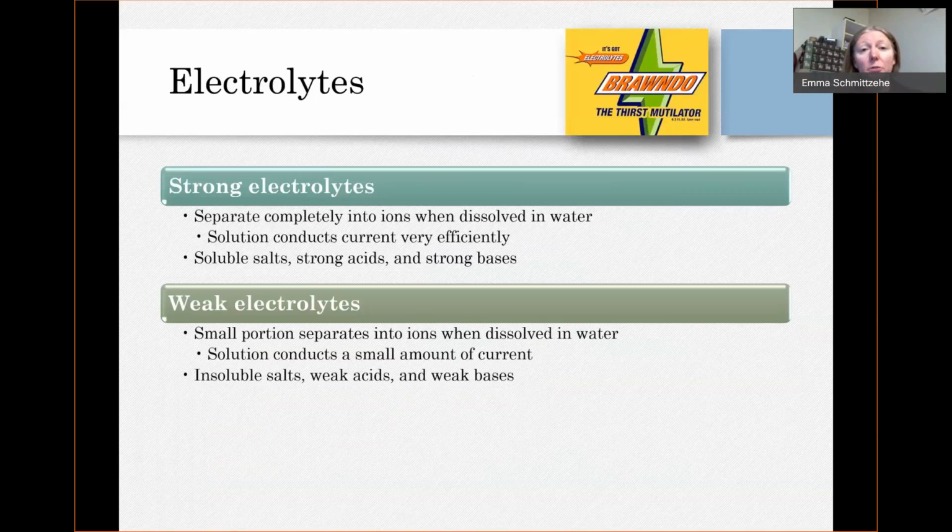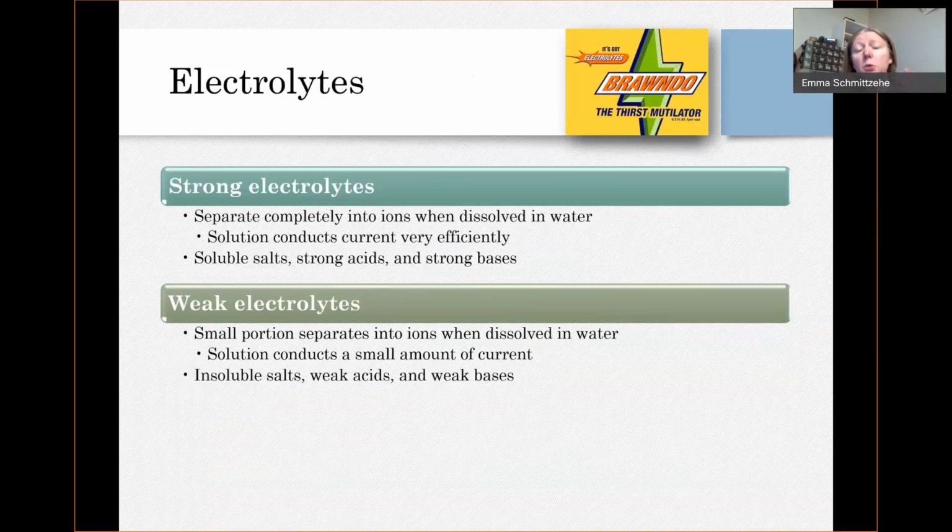Whereas weak electrolytes partially separate into ions in solution. Okay, so a small portion of them breaks into ions. A lot of them stay kind of intact in the neutral form. But since there's a few ions, it does conduct electricity at least a little bit. That would include any insoluble salt that we put in solution, any weak acid or weak base that we put into solution.